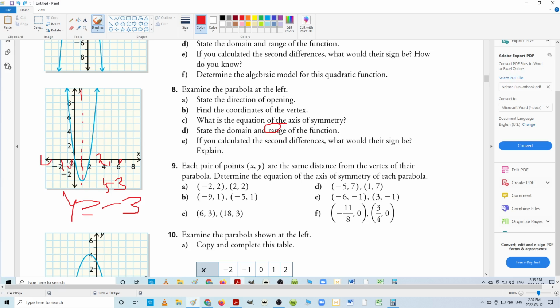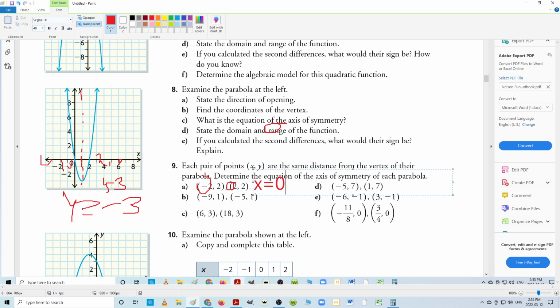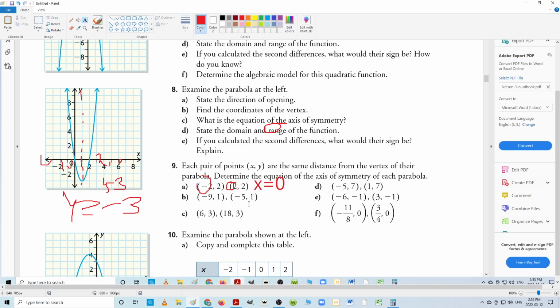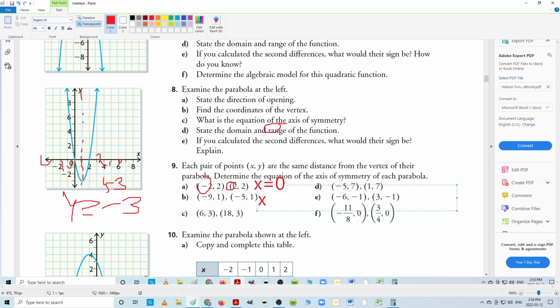Each pair of points with x values are the same distance from the vertex of the parabola. Determine the equation of the axis of symmetry of each parabola. Okay, so that means they're equidistant from their vertex. So add the x values together. 2 plus -2 is 0. Divide by 2, 0. So the axis of symmetry for that one is x equals 0. What about the next one? -5 plus -9 is -14. Divided by 2 is -7. That's where the axis of symmetry will be.